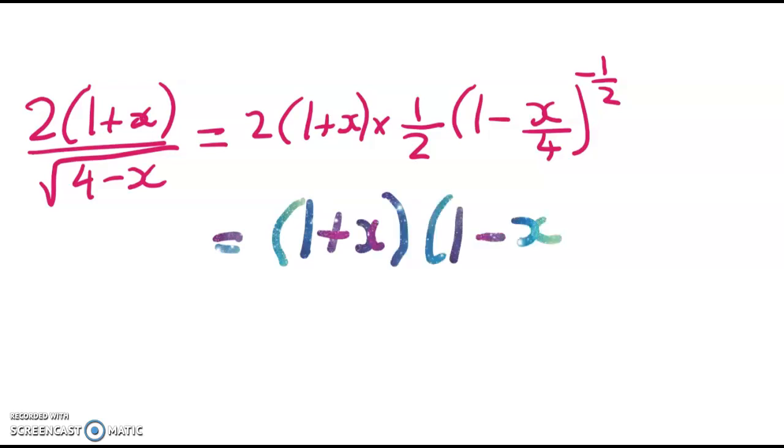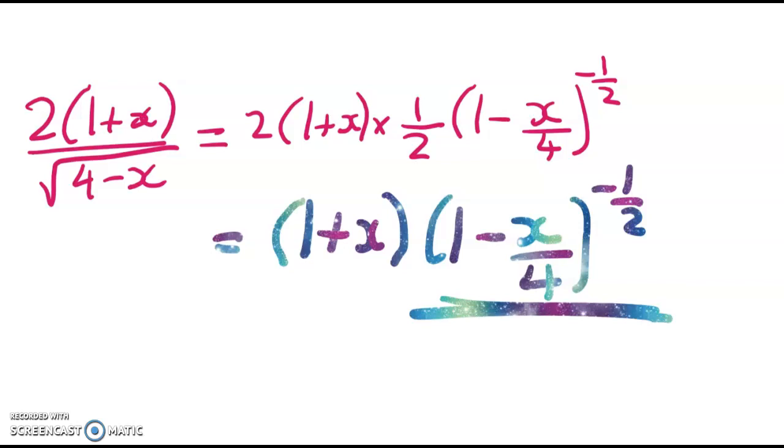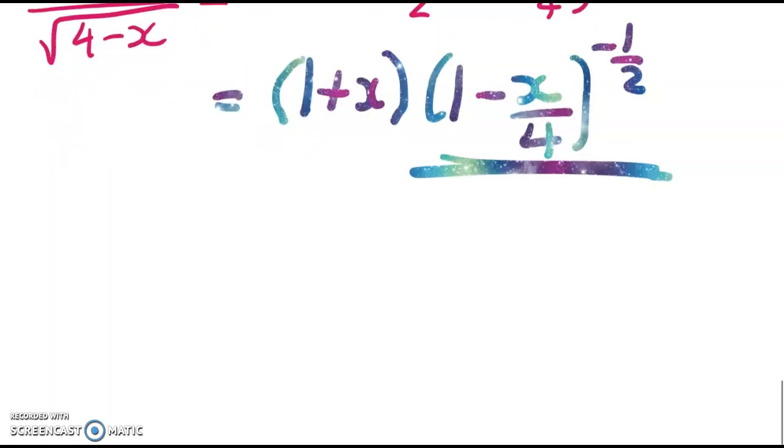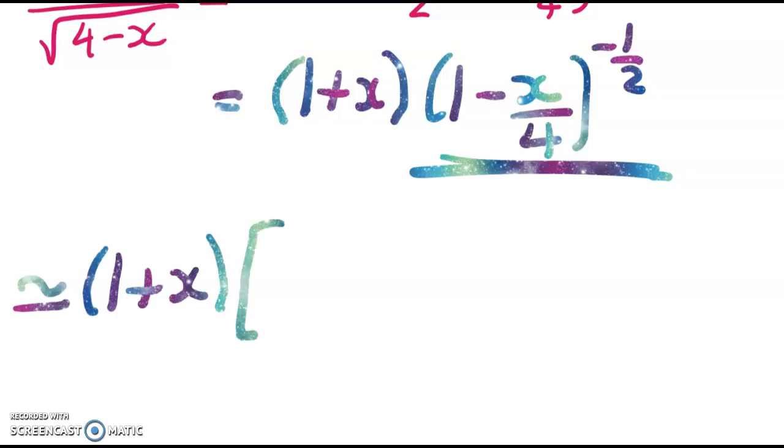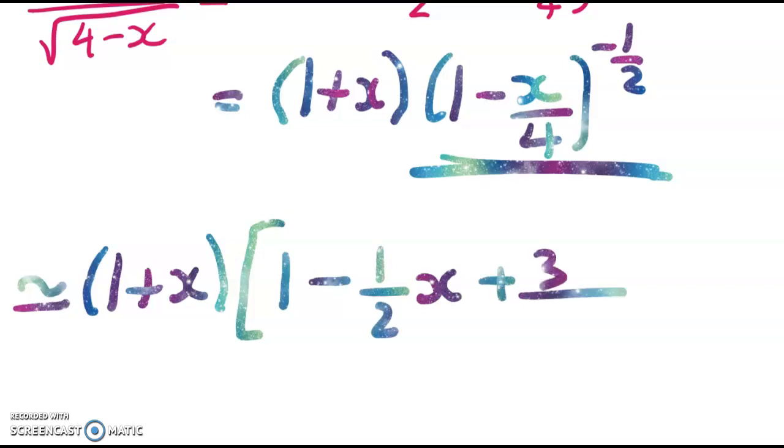And now I've got 1 plus x times this. But we already know what this is from my binomial expansion. We've got this. So it's 1 plus x times what we had before. 1 minus 1/2 x plus 3 over 128 x squared.